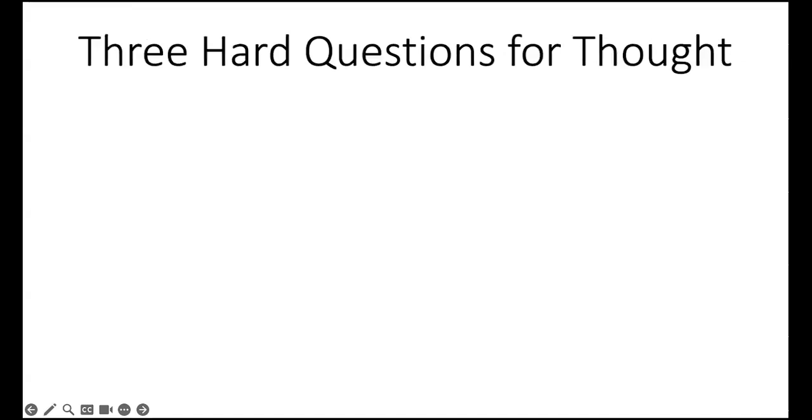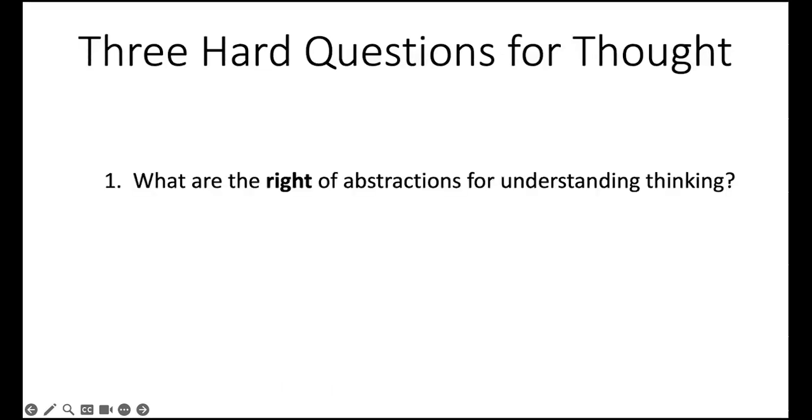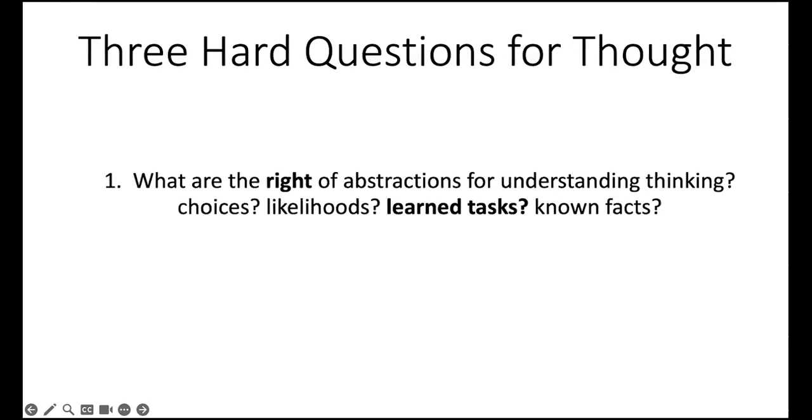Asking this kind of question is emblematic of the hard interpretability questions that we face. When you're doing interpretability over a large network, you face questions like: what are the right abstractions for understanding what it is thinking? Should we be looking at choices or likelihoods, distributions? Should we be looking at learned tasks? Should we be looking at known facts? Unlike biology, where eventually there was a consensus that people should understand the action of genes, I don't know if we know what the right level of abstraction is yet for understanding how machine learning models actually execute their algorithms.